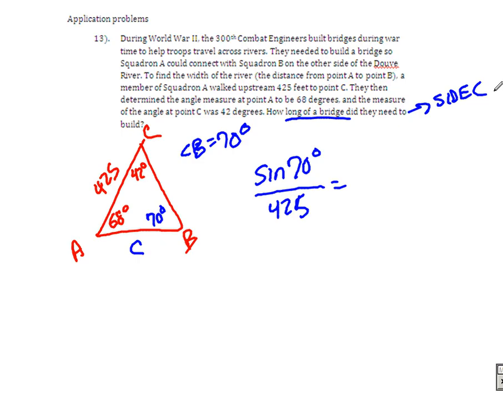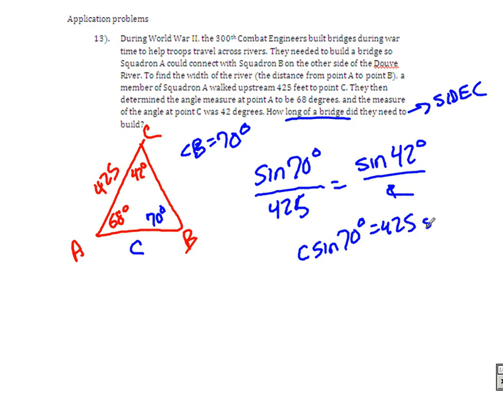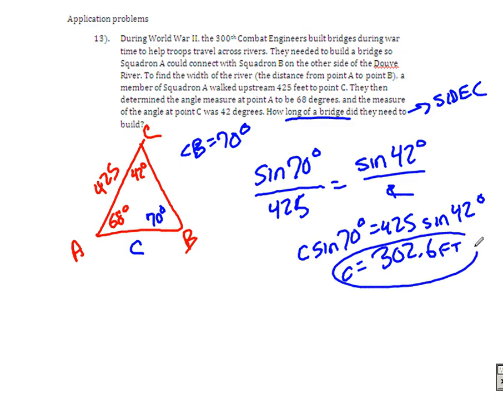So sine of 70 over 425, I want to use C, so I will use sine of 42 degrees over side C. C sine 70 equals 425 sine of 42. That means that C is going to equal 302.6 feet. That's how long the bridge will be. That's your final answer. All right, number 14 is a little bit trickier, but really it's not too bad at all.